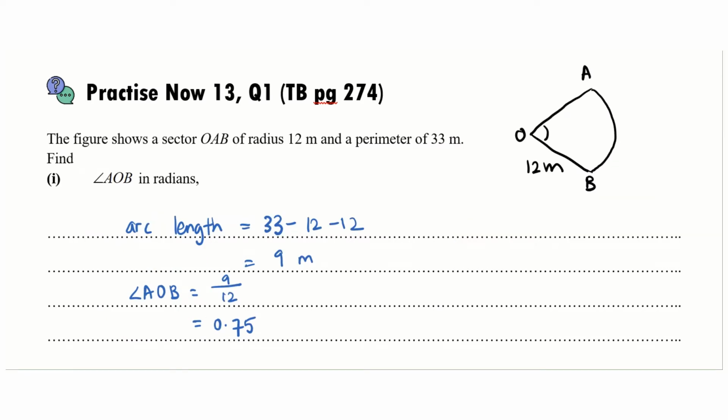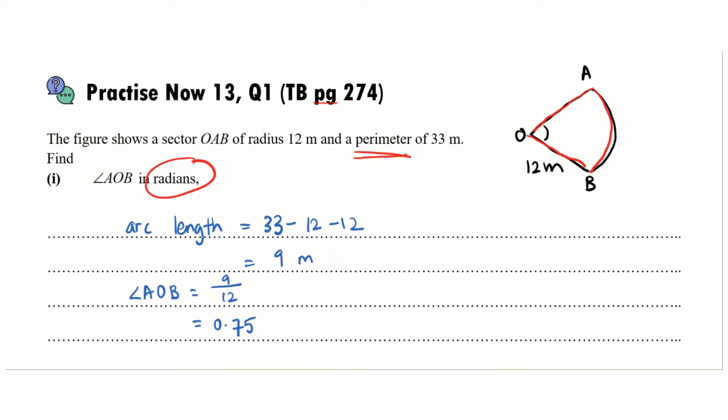Moving on to Practice Now 13 question 1, we are given a sector as shown with radius 12 cm and the perimeter is 33 meters. Do take note that the question gave us perimeter, which would refer to having the two radii as well as the arc length. So we want to find out what is angle AOB in radians. The question also wants us to find it in radians.